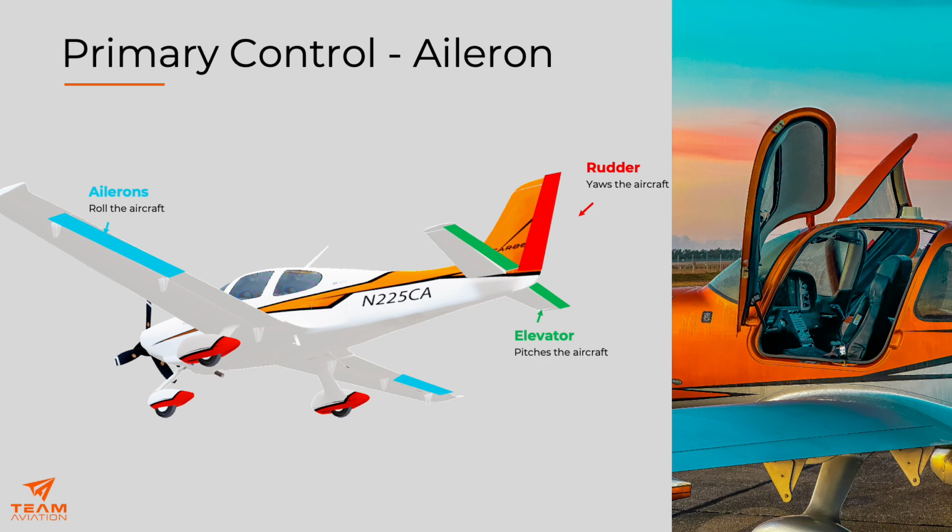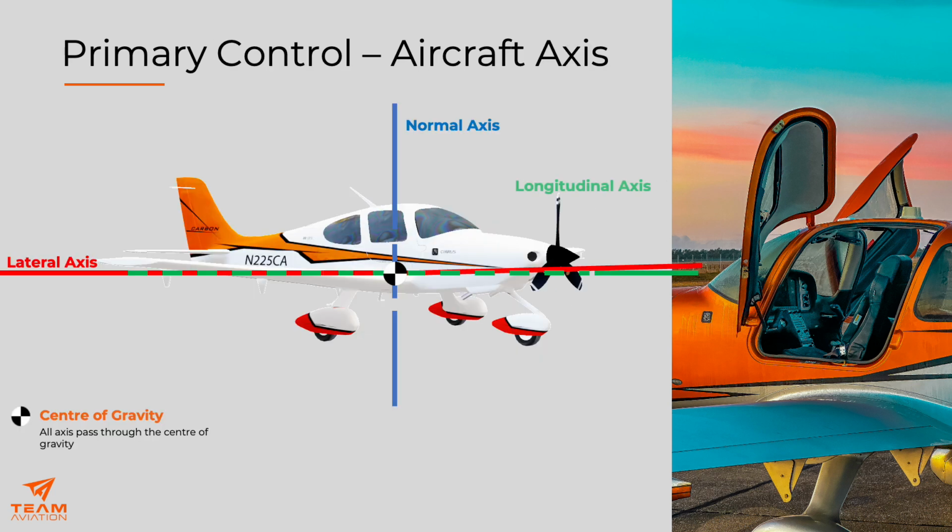At the tail, the elevator, shown in green, controls the pitch, raising or lowering the nose of the aircraft. And then the rudder, marked in red, controls yaw, moving the nose left or right. In this lesson, we're going to focus on the ailerons, how they work, what effect they have in flight, and how they're used during turns.